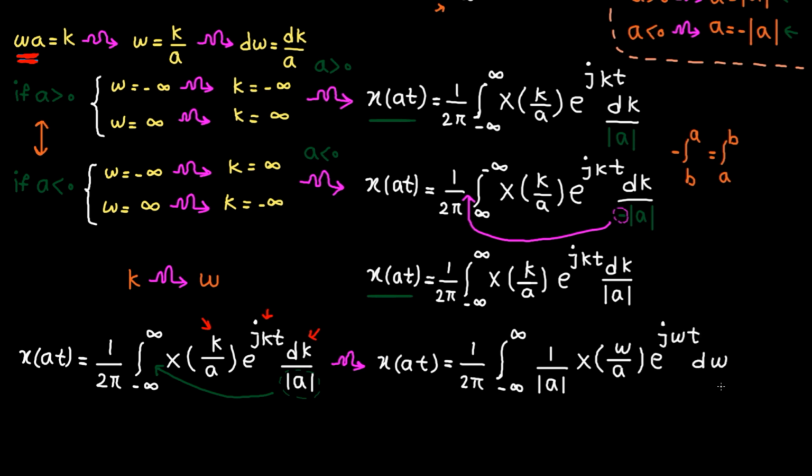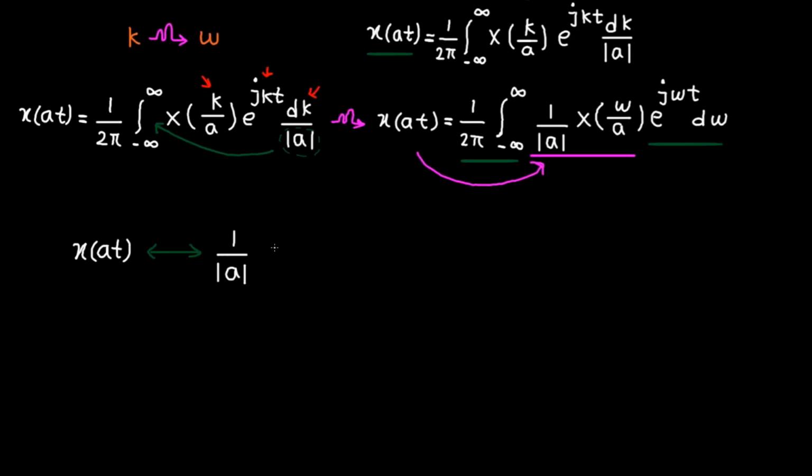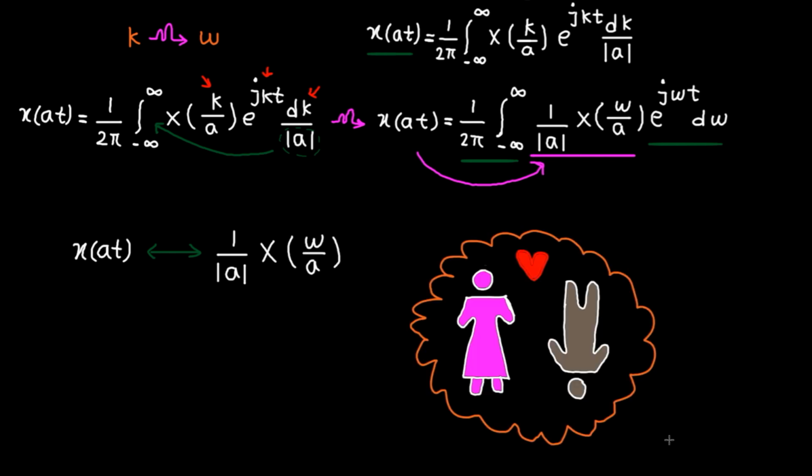Now look at the result. We have this complex function here and this term here. So we can say this signal is the inverse Fourier transform of this term. Done. This property shows the inverse relation between time and frequency domain.